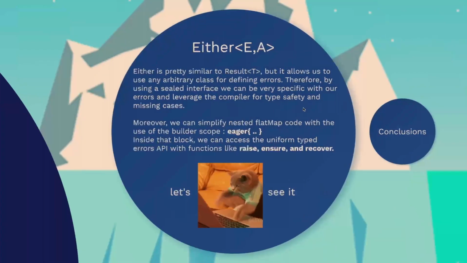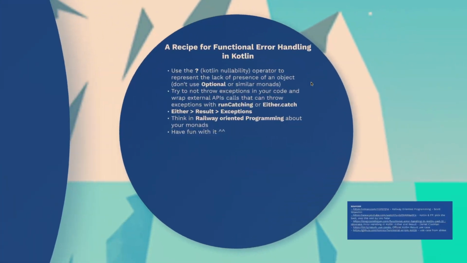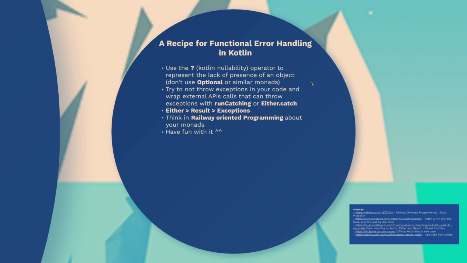All right, so I'm a little bit over time, but these are my conclusions. A recipe for functional error handling in Kotlin. Use the question mark, Kotlin nullability operator, to represent the lack of a presence of an object. Do not use optional or other types, other monads.